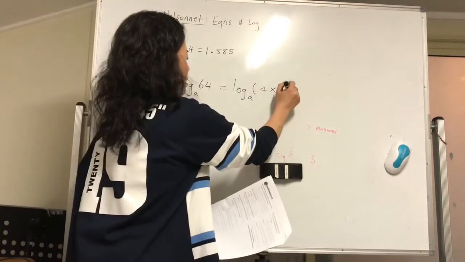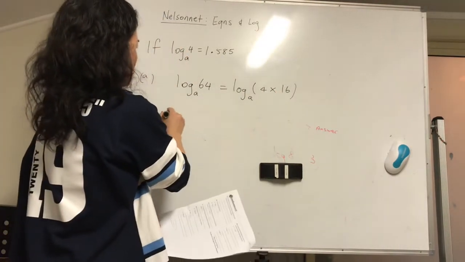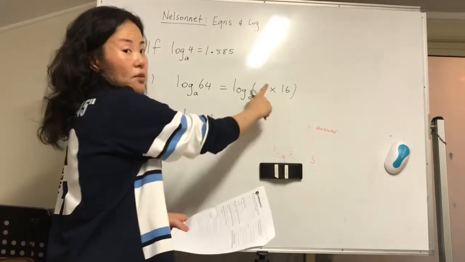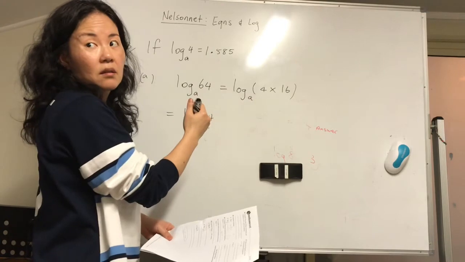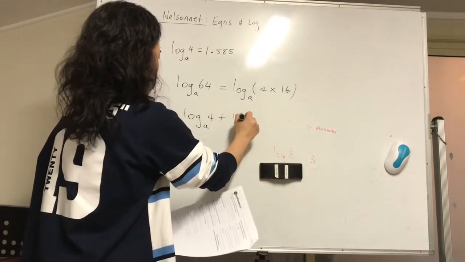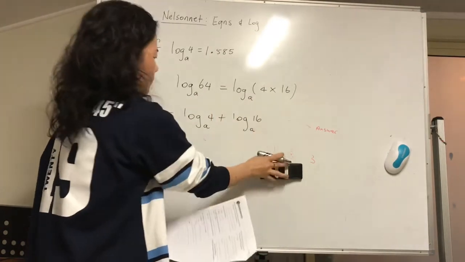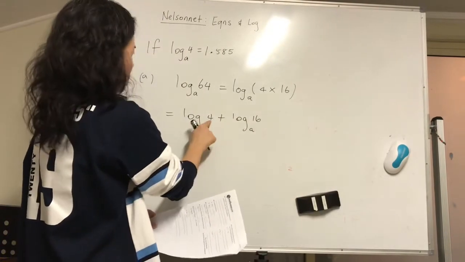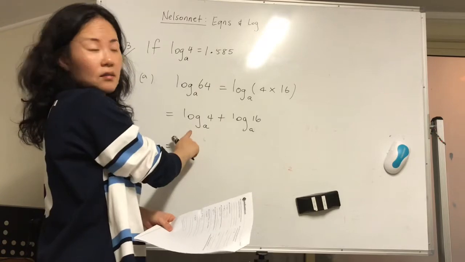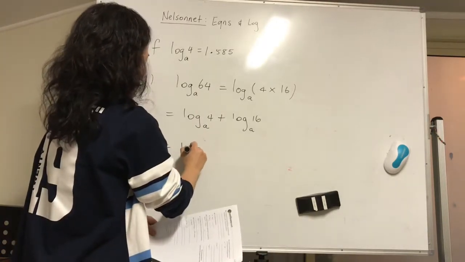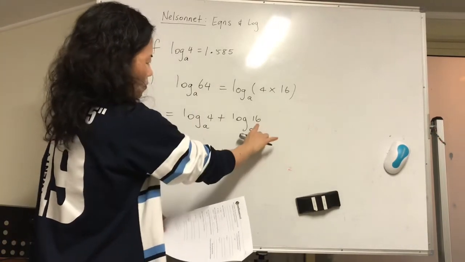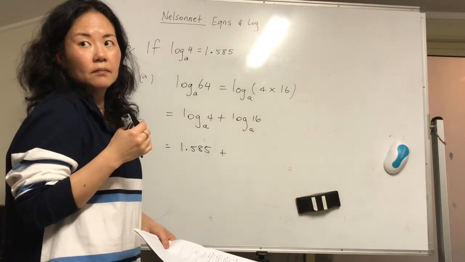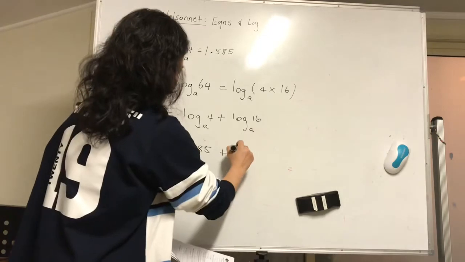Okay. So I'm going to go with the log. When it's a times, you can do plus. Yeah? So plus log base A of 16. Okay? So that we know what this is, right? So I'm going to go 1.585. Now this one, 16 is a square number of what? 4.